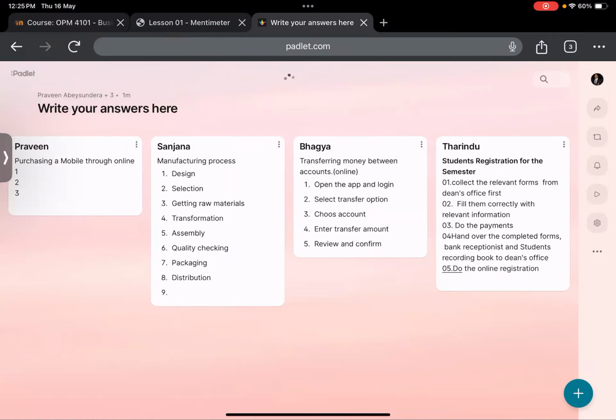So I have three answers up to now. Sanjana is considering the manufacturing process. Bhagya is considering transaction of money between accounts online. And Tarindu is considering student registration for the semester. Okay, so I will give you another about 5 minutes. At around 12:30, we will discuss these answers and we will move forward.